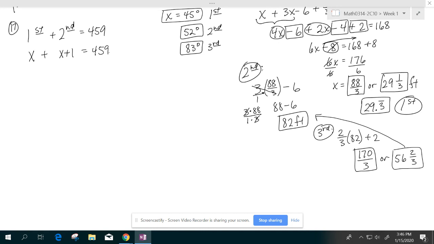Do y'all understand the equation? The first plus the second equals 459. And now let's combine like terms. How many x's do I have? 2. x plus x, 2x. What about if I bring the plus 1 over? Minus 1 makes 458. And then divide both sides by 2.